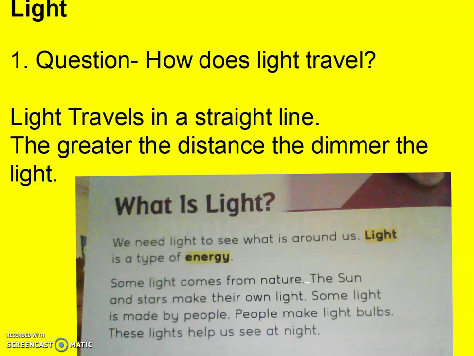So if I were to be writing notes about what was important in this unit, I would definitely want to write down light travels in a straight line. The greater the distance, the dimmer the light. So the further away it is, the dimmer it is, the closer it is, the brighter it is. If you want to pause the video to write down these notes in your binder, that would be a great idea.